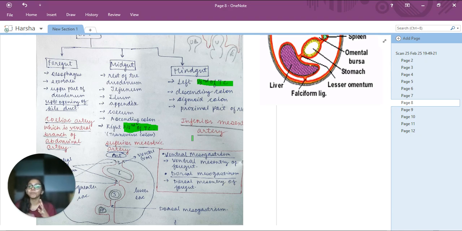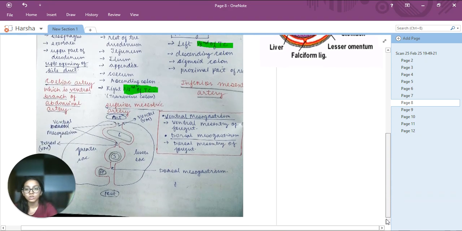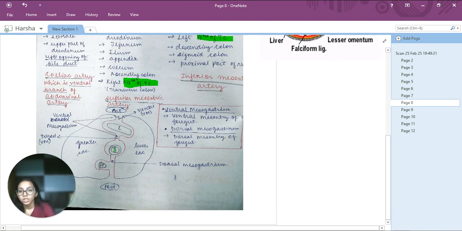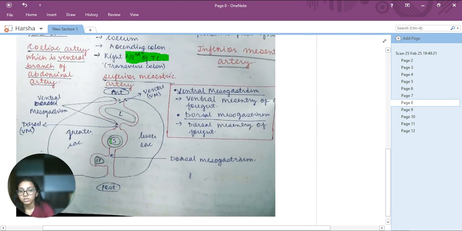Now actually the main concept lying over here is what is ventral and what is dorsal mesogastrium. So ventral and dorsal mesogastrium can be understood with the help of this diagram. Looking at this diagram, this is the stomach, this is the liver, and this is the spleen. This is the anterior view and this is the posterior view.